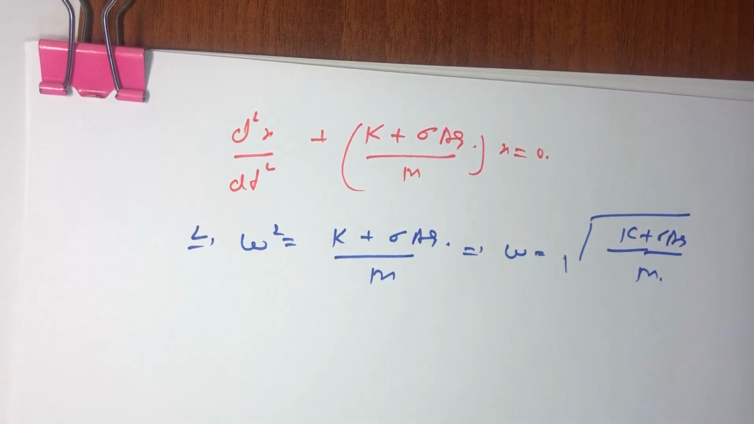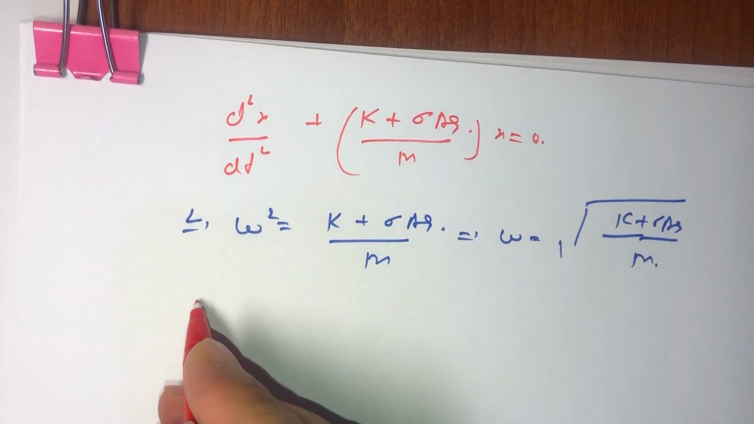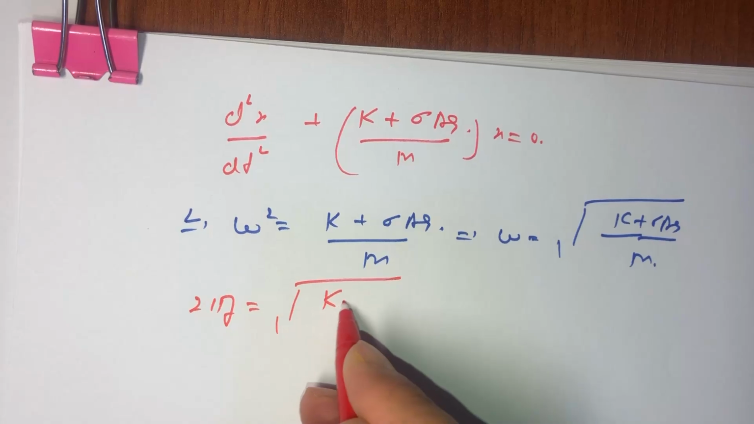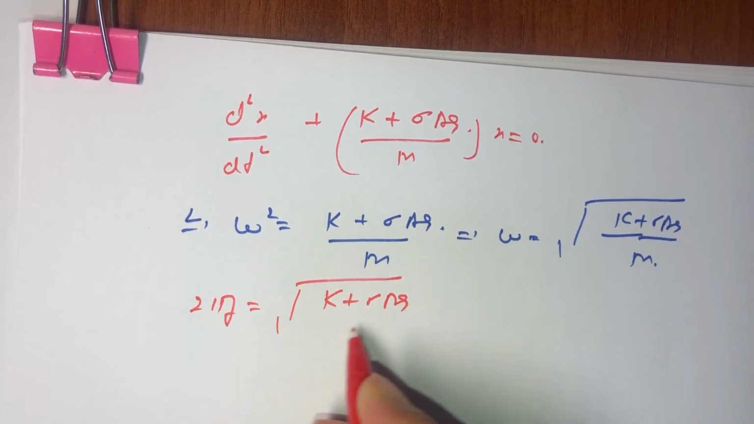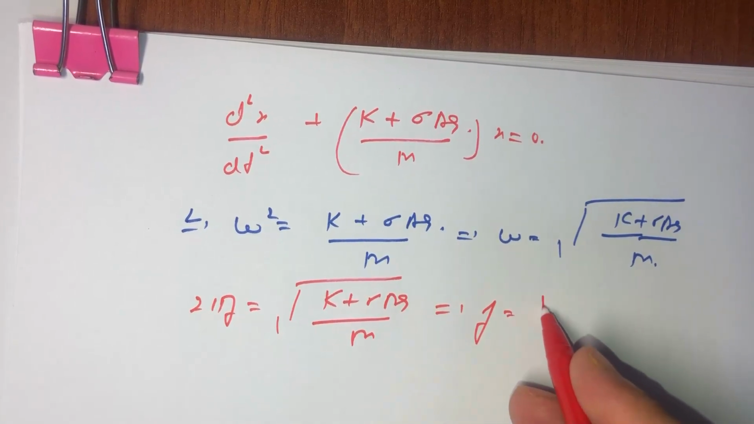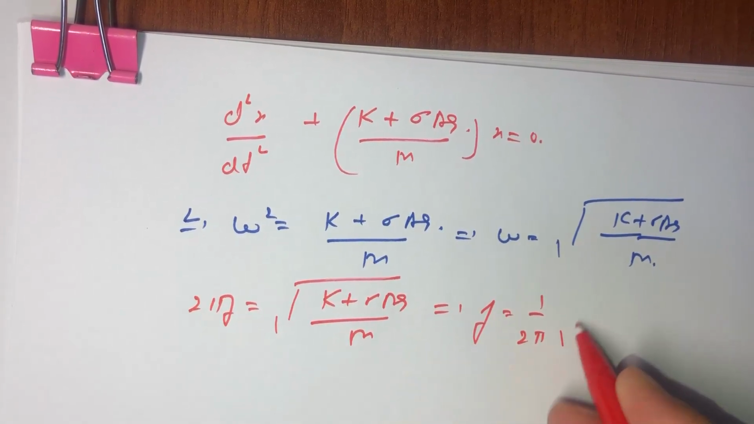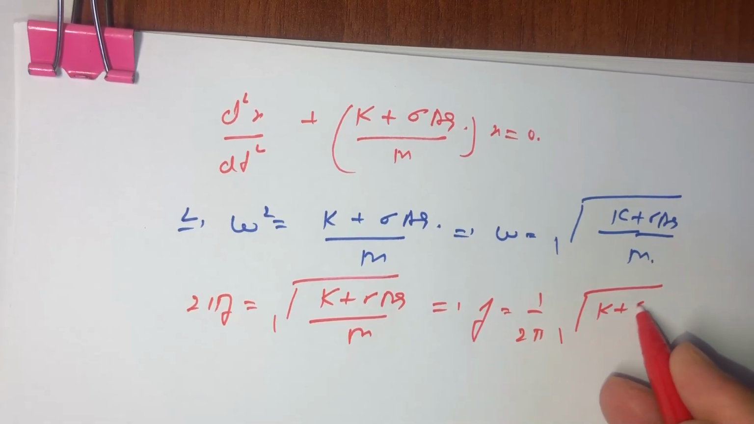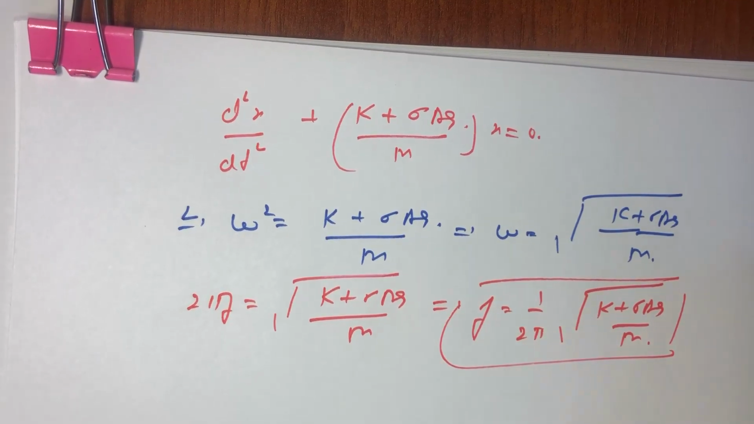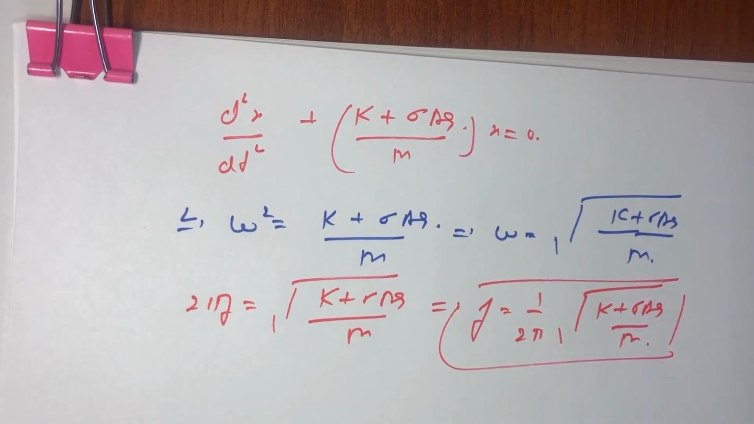Omega is equal to 2 pi f. So we can write this as 2 pi f is equal to square root of k plus sigma A g upon m, or we can say the frequency of oscillation f is equal to 1 by 2 pi times the square root of k plus sigma A g upon m. So this is our frequency of oscillation.